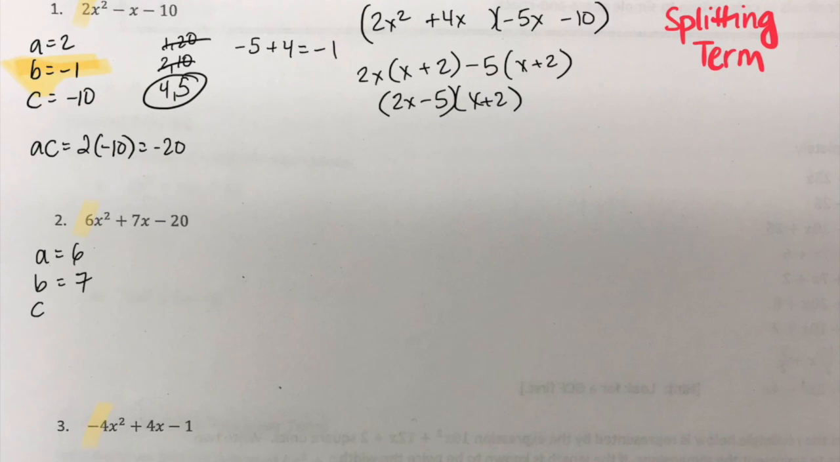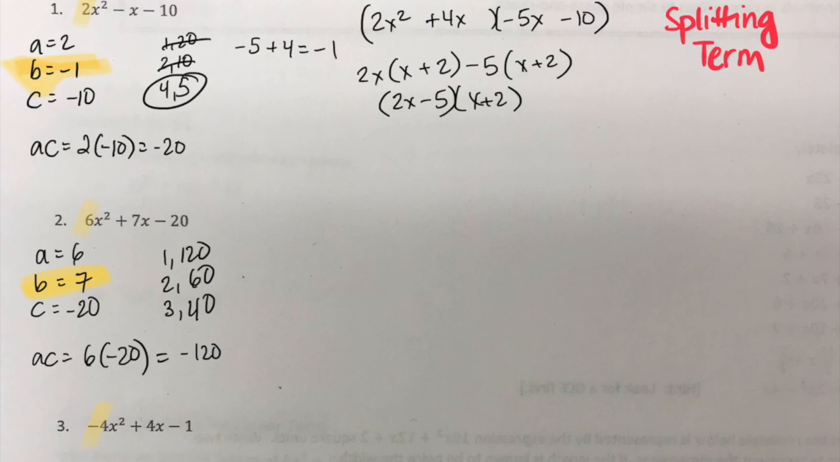Label your variables, multiply your a and c, find factors that will work for your product sum method. It gets really tricky once you start working with negatives. You have to really find the right combination. It might take a while. We are looking for something that adds up to a 7.